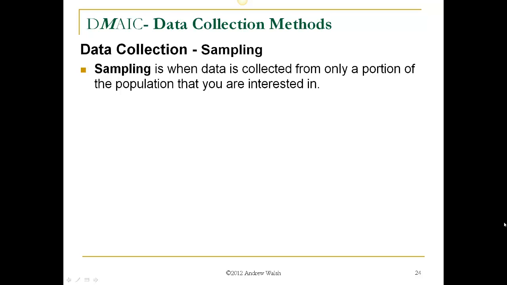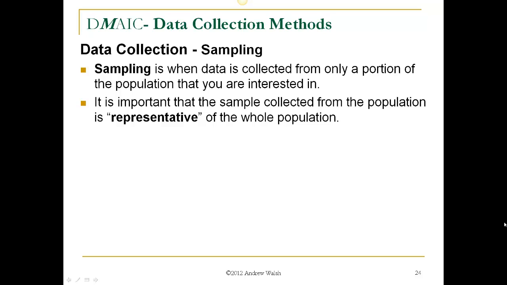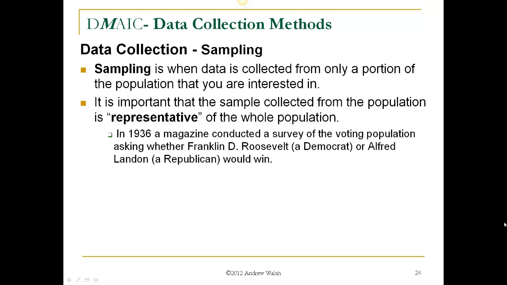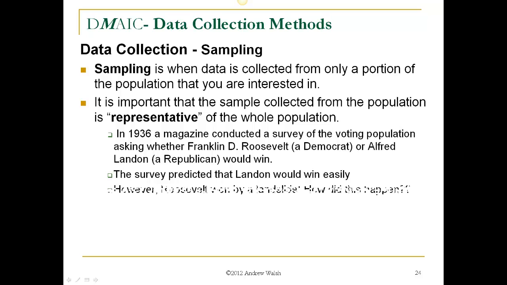Sampling: when data is collected from only a portion of the population that you're interested in. It is important that the sample collected from the population is representative of the whole population. In 1936, a magazine conducted a survey of the voting population asking whether Franklin D. Roosevelt, a Democrat, or Alfred Landon, a Republican, would win. The survey predicted that Landon would easily win the election. However, Roosevelt won by a landslide.